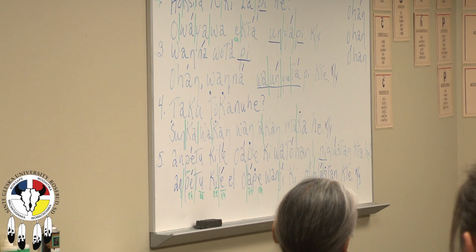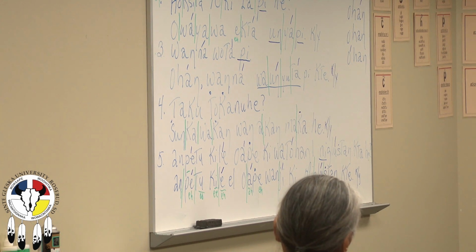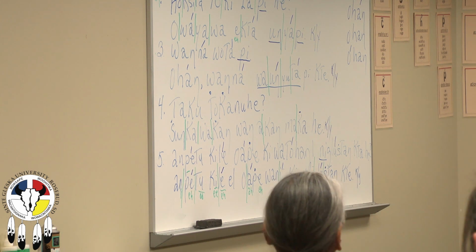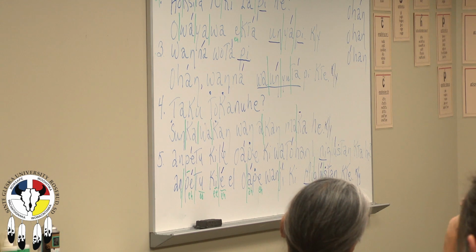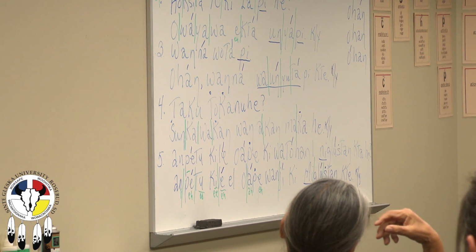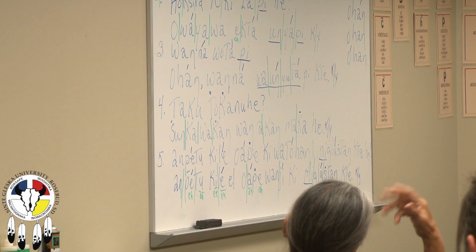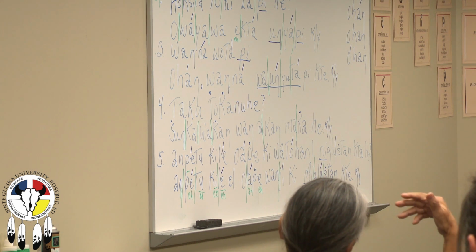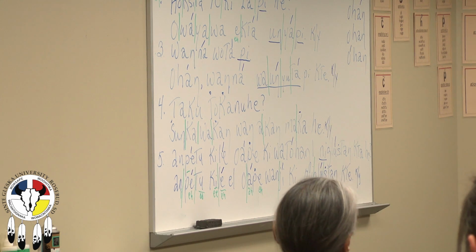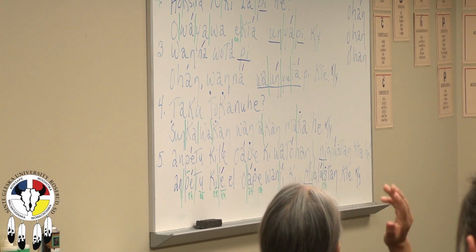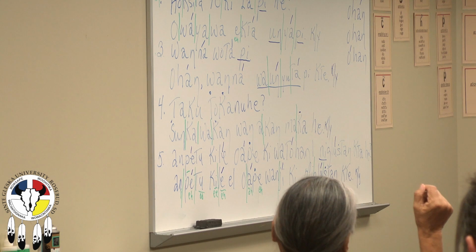Wana wotapi. It's a command. Right? You can hear the sound. Wana wotapi. Whereas if I ask a question, I would say, Toshka, letaku he. Anytime there's an ending with an H, it's a question. H-E he is a question.